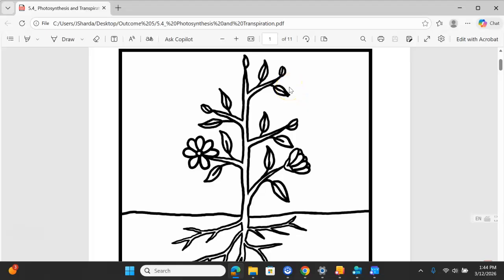And this seems like an obvious thing to mention here, but you need to remember that each part of the plant is made up of a bunch of cells, and each cell has mitochondria and vacuoles and a cell wall, etc., as we learned in Outcome 4.